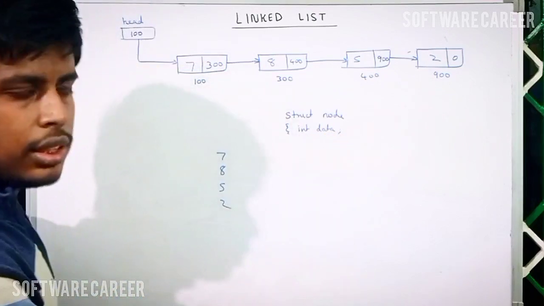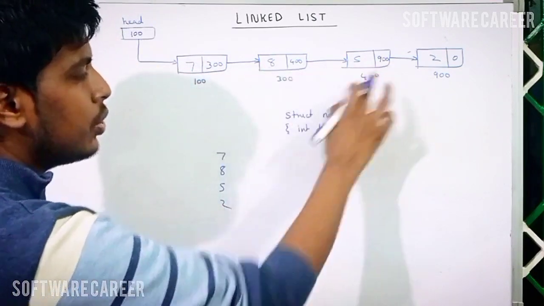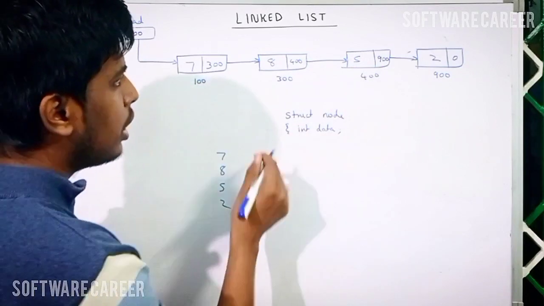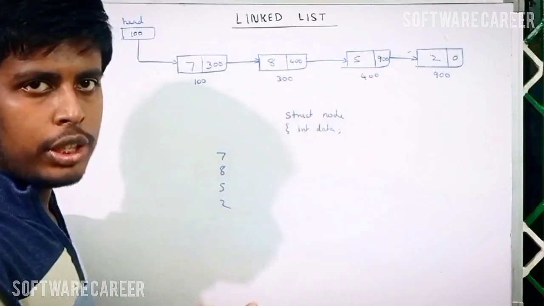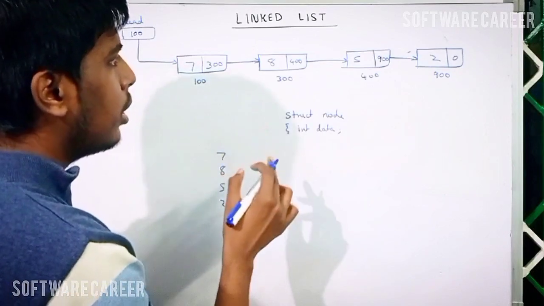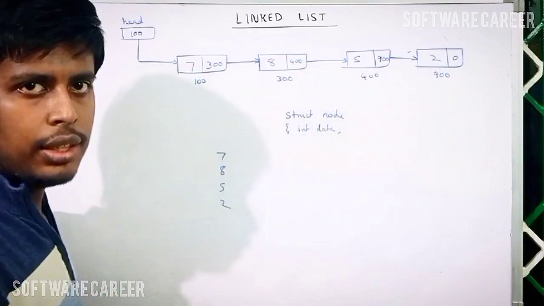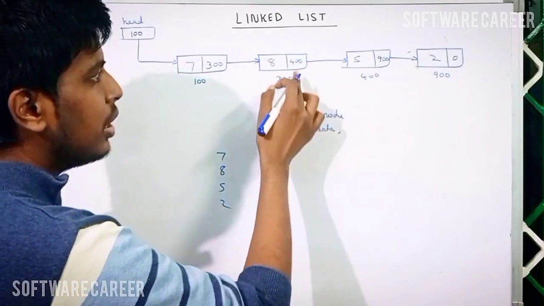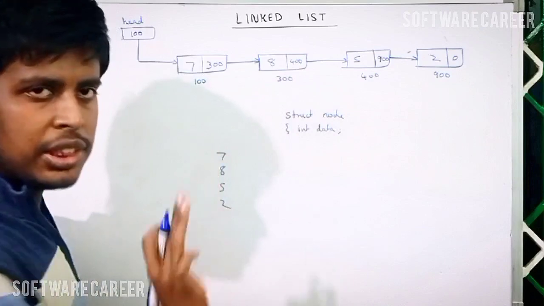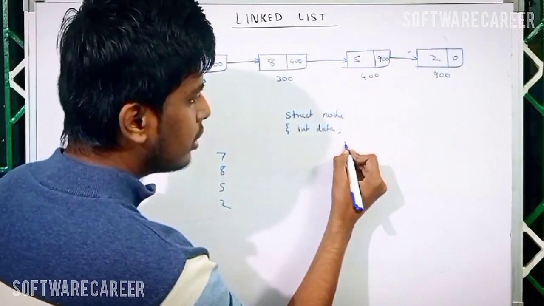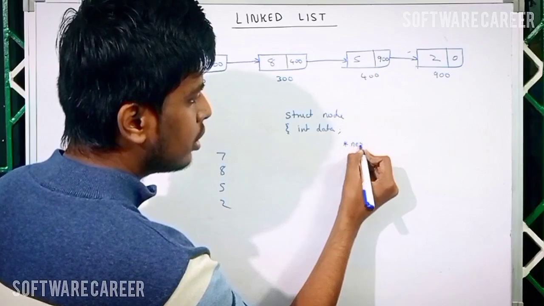Now int is integer. You are storing integer values into this data, so the data type is int. Now the other part is called the pointer part, so I should write a pointer. You can name the pointer anything. I am naming it next. So I am writing struct node star next.